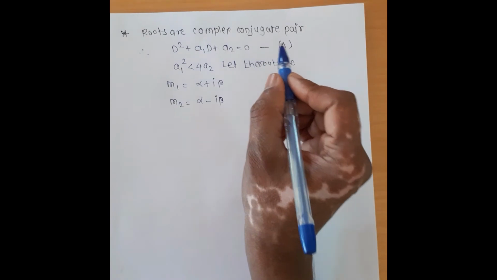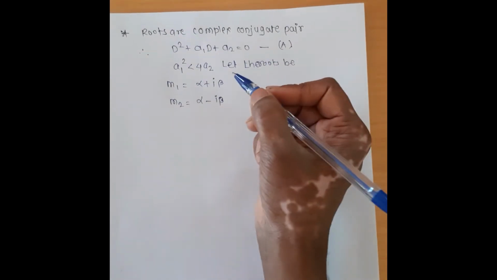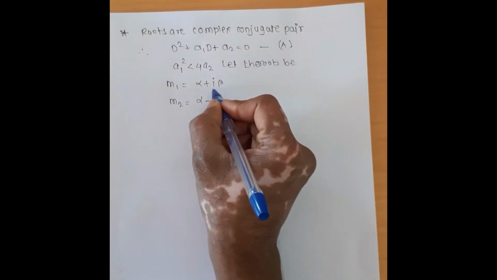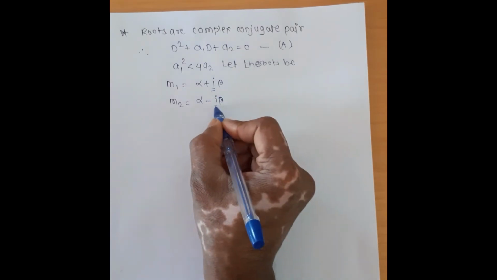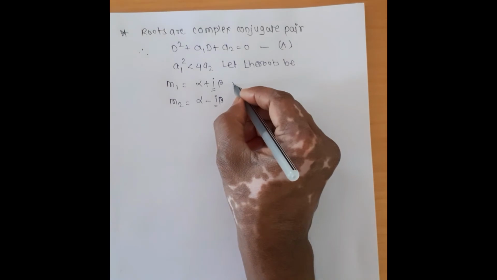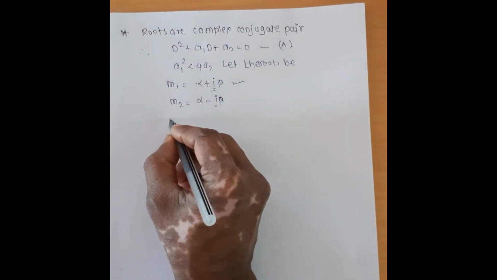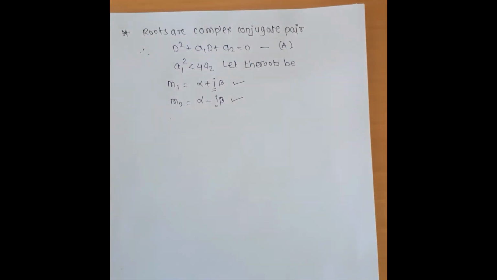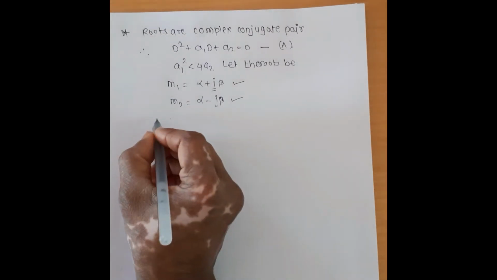m1 and m2 are the roots of that given equation, but the root term will be negative, so the function will be imaginary. So m1 is alpha plus i beta and m2 is alpha minus i beta. Substituting m1 and m2 in the first case solution, what is the actual first case solution equation? So I write the equation here.